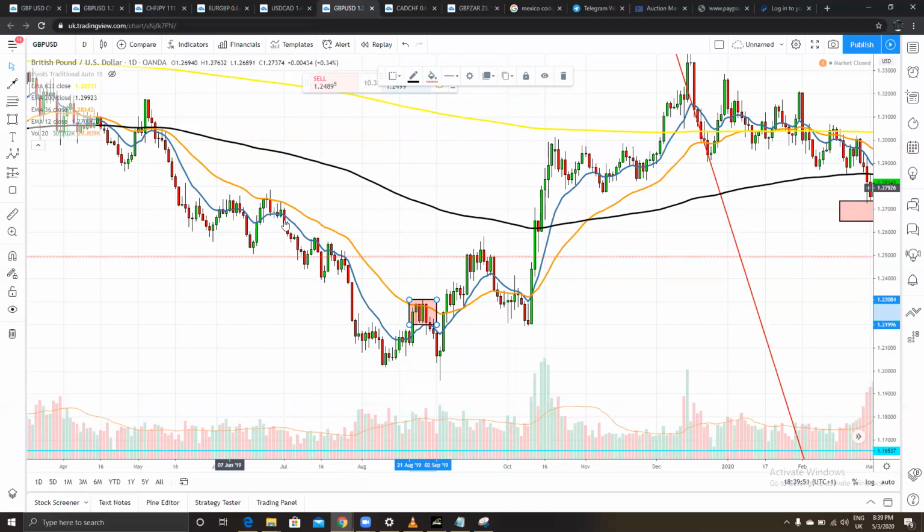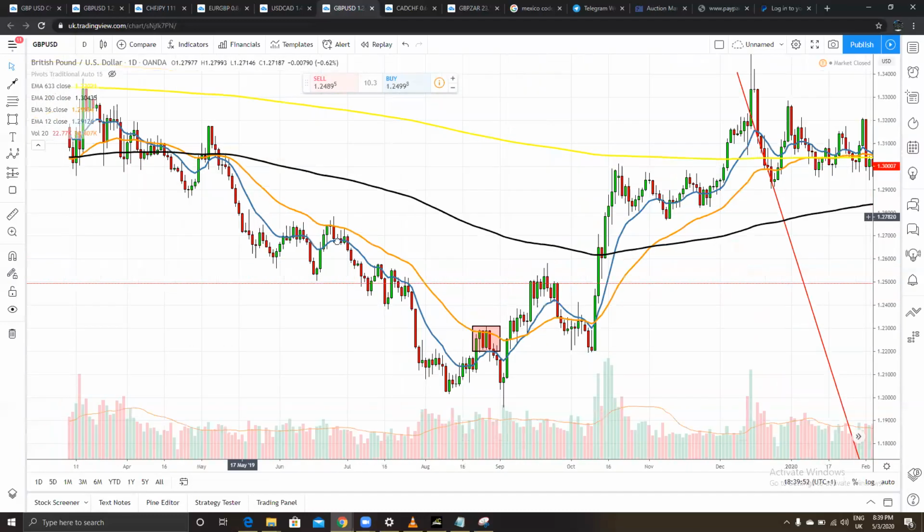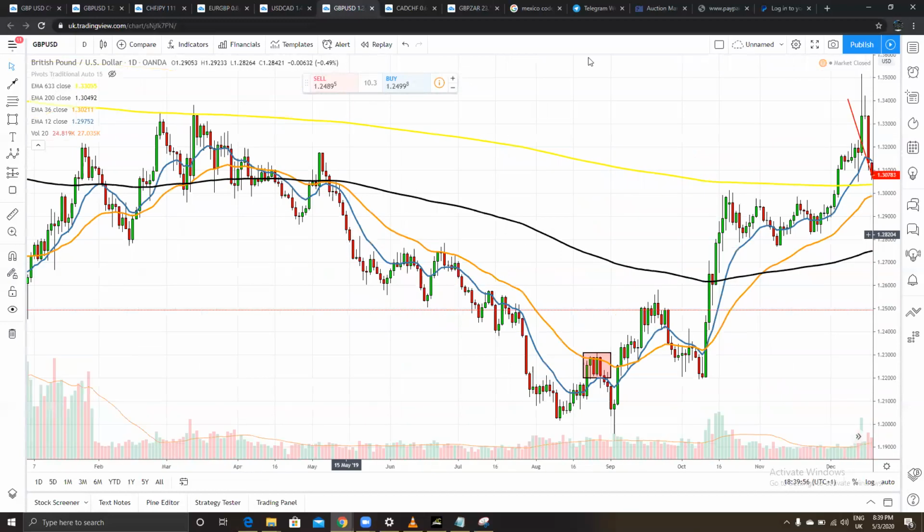So, a question. Can we refer to those candles as order blocks? Are they order blocks?